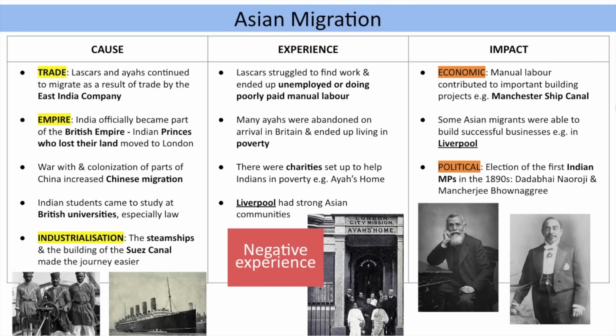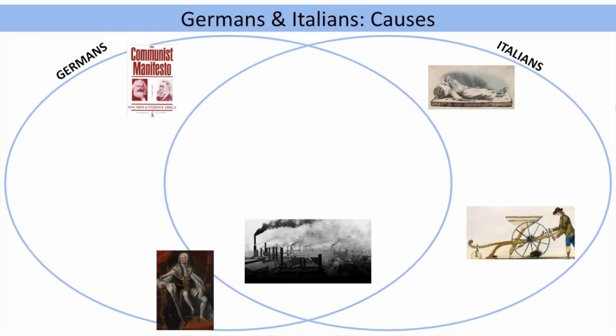So again, always with migration, think about the comparisons you can make between different groups and different time periods. We've looked at so far examples of Irish MPs at this time, Indian MPs at this time, and later on we're also going to see Jewish MPs for the first time in the 18th and 19th centuries.